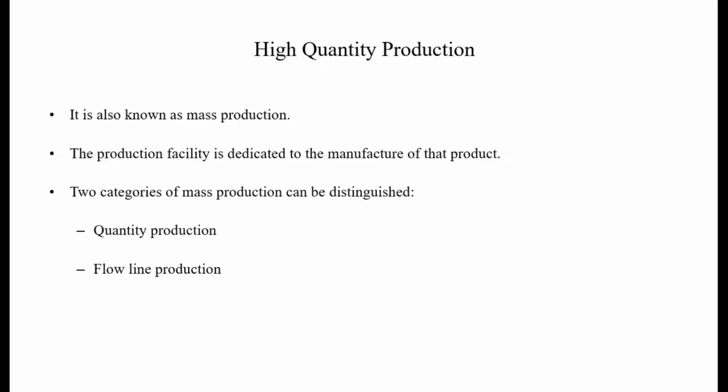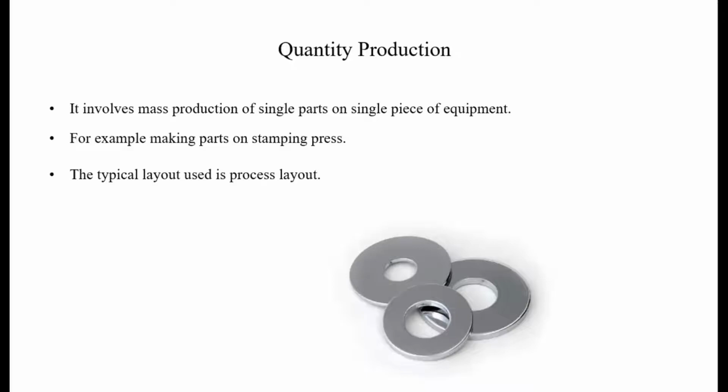So there are two categories of mass production, quantity production and the flow line production. In the case of quantity production, single parts, single components are manufactured on a single piece of equipment. The quantity production involves only a single equipment. There is only a single machine, only a single workstation. For example, the manufacturing of parts on stamping presses, and the layout used in the quantity production is the process type layout.